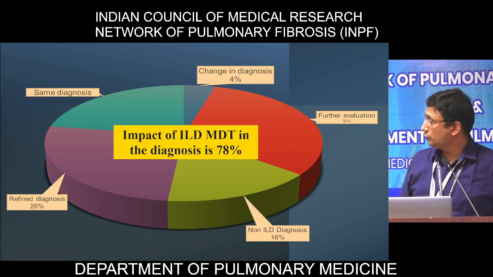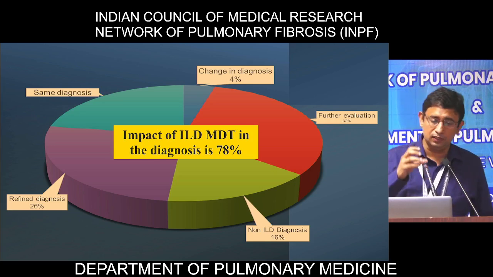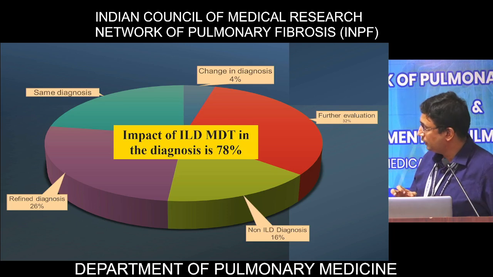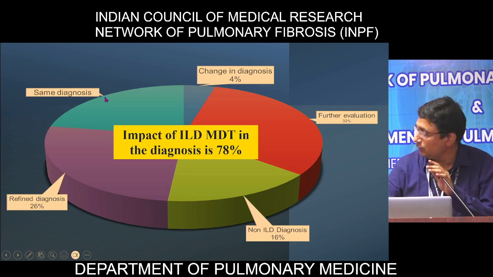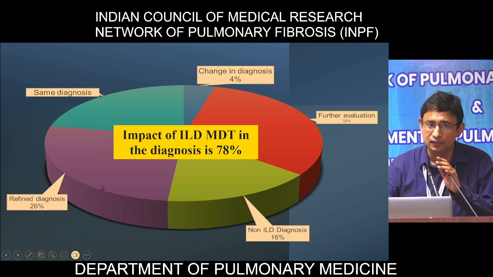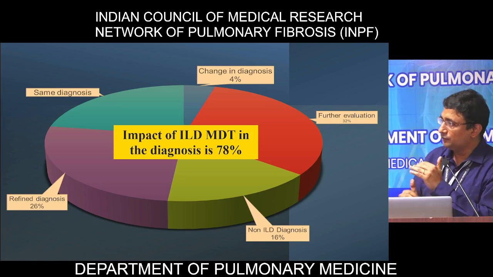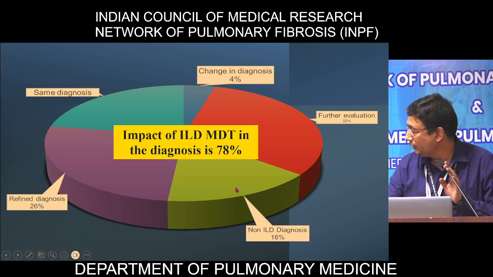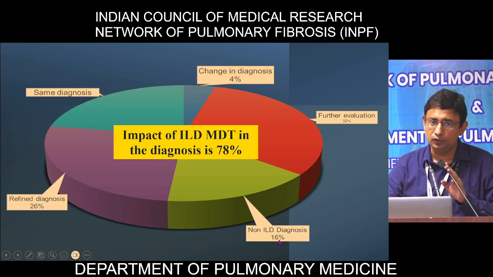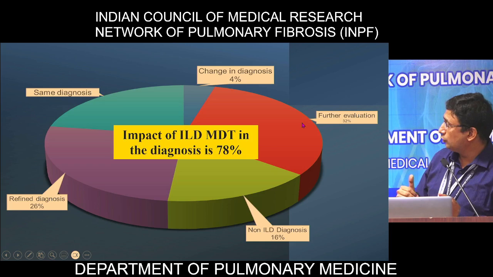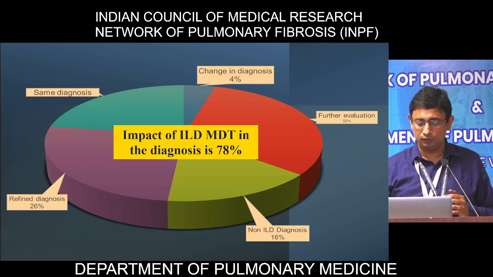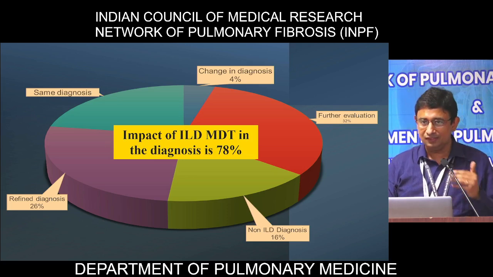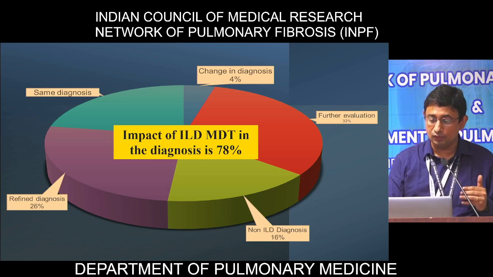So this is on diagnosis. We saw that there was an impact of the MDT on the diagnosis in 78%, that is three-quarters. The diagnosis went unchanged in 25%. In another 26%, the diagnosis was refined, probably the classification or subtype. In 16%, it was not ILD at all; it was an alternate diagnosis. Further evaluation before attaining a final diagnosis was recommended in 32%, and the diagnosis entirely changed in 4%. So there is serious business in getting to the right diagnosis.